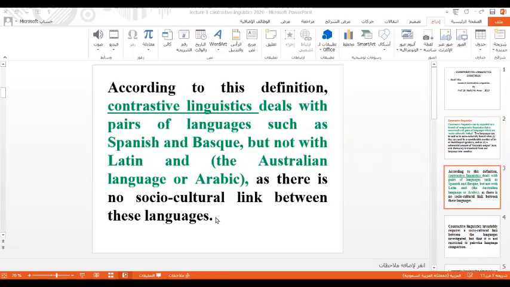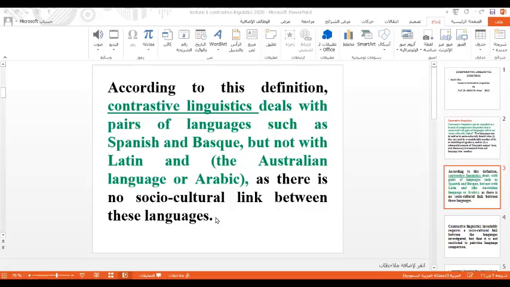Now, if we need to define contrastive linguistics, we can say that it deals with pairs of languages, such as Spanish and Basque, for example, but not with Latin and an Australian language, or Arabic. We have differences between Arabic and Australian, Arabic and English. They are different. So if you compare between them, you come out with comparative linguistics or contrastive linguistics.